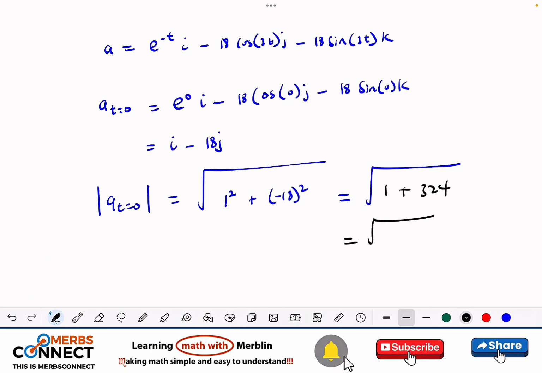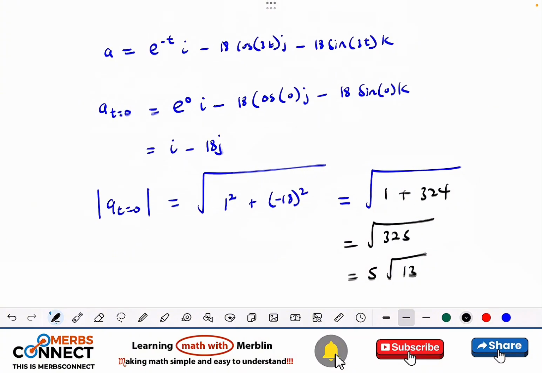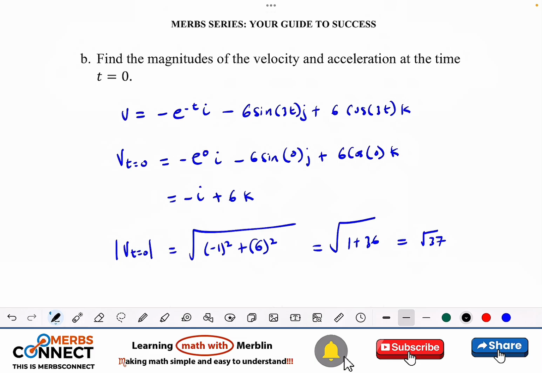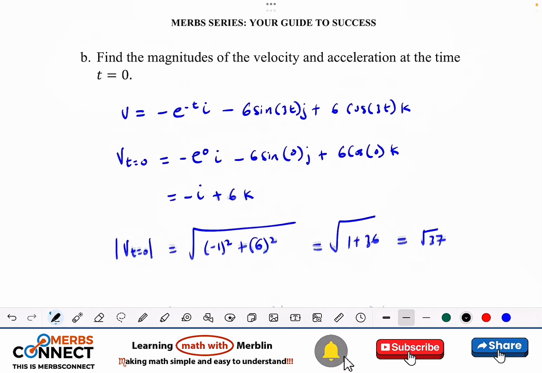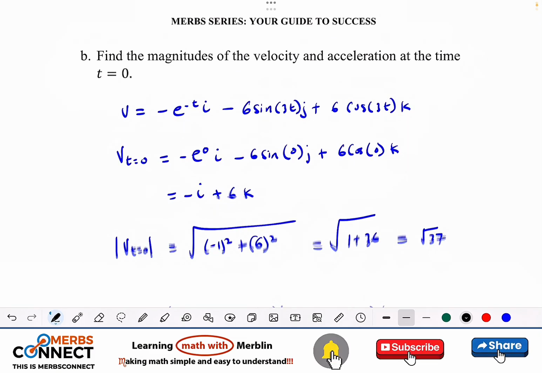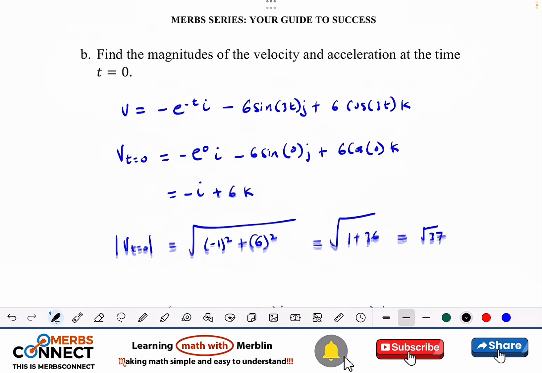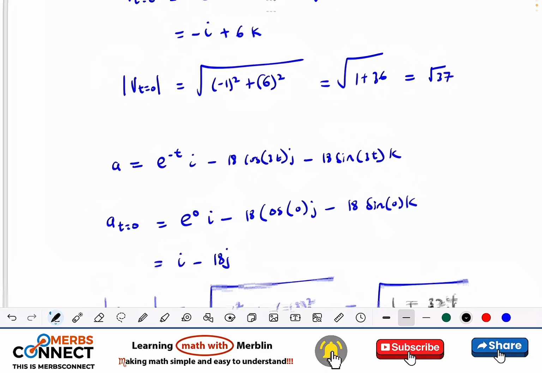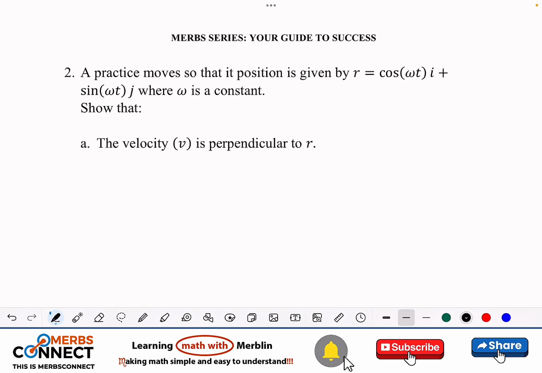And this is root of 325. And this is something like 5 root of 13. So it's kind of very simple when you are dealing with velocity and then acceleration. Just differentiate. If your differentiation is very good and you learn how to do magnitude, you are okay to go. So that is basically what we just need to do here.